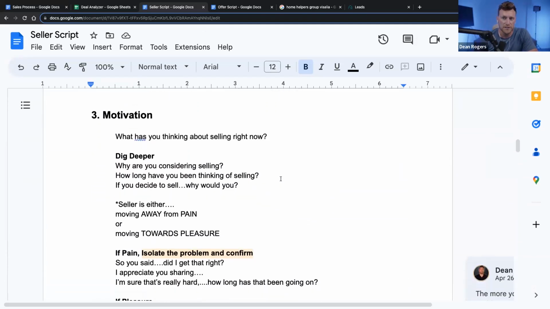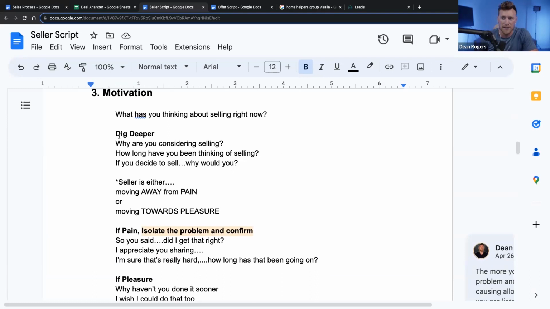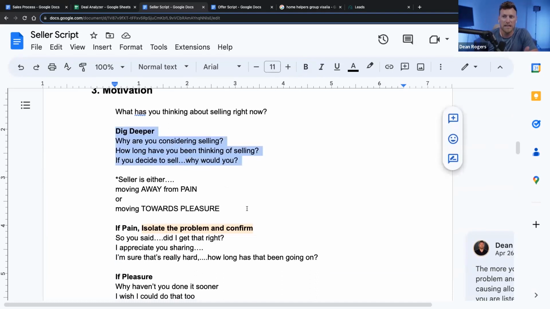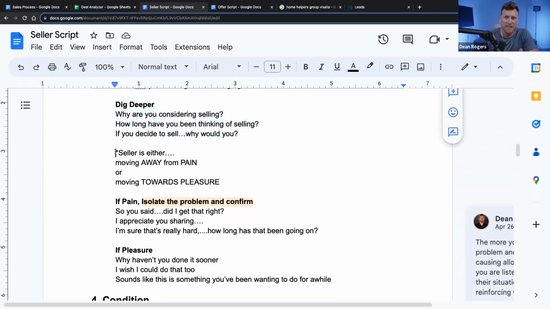Next is motivation. This is the biggest thing you need to spend the time on. You probably already know this, but how can you do better at this? You dig deeper. Ask more questions about what's going on. Get curious and understand this. The seller is doing one of two things. They're moving away from pain or they're moving towards pleasure. When you can understand that the seller is either in a painful situation and they're moving away from it, that's when we turn our tone towards empathy.